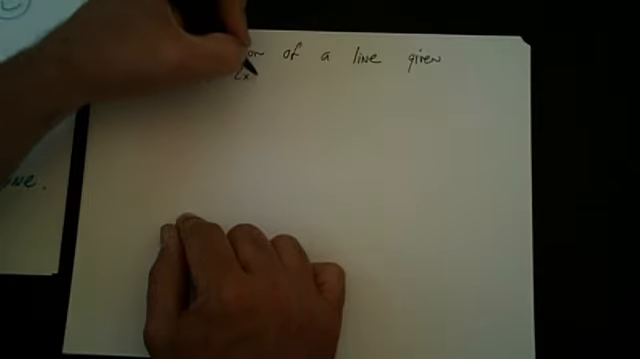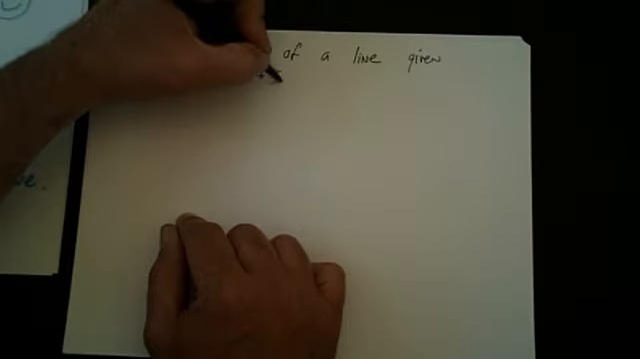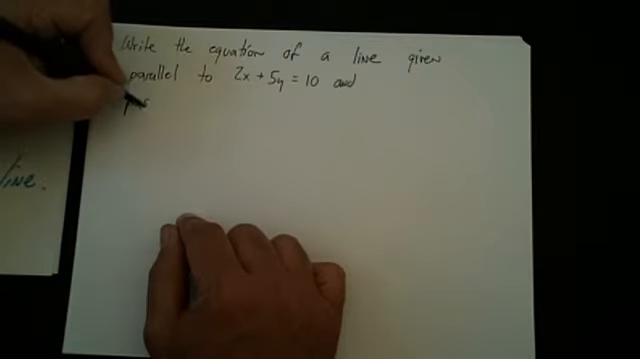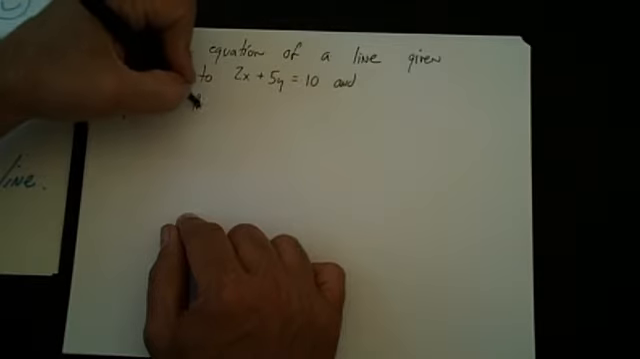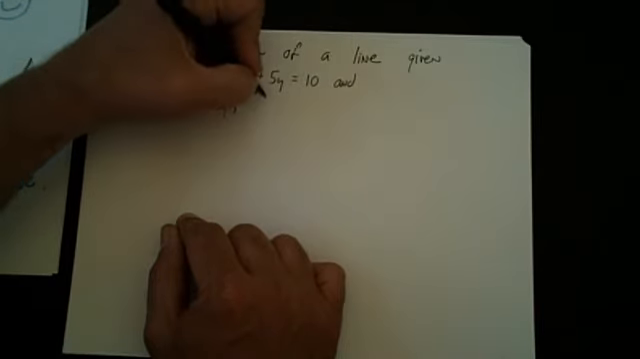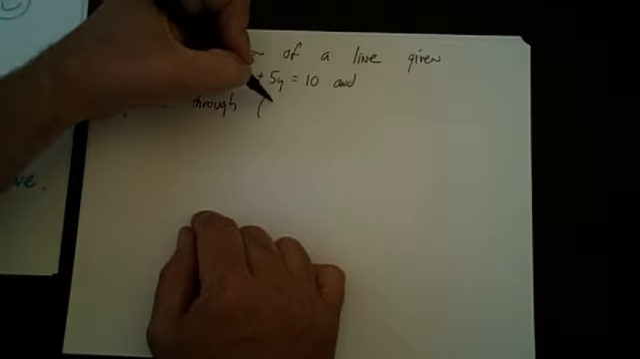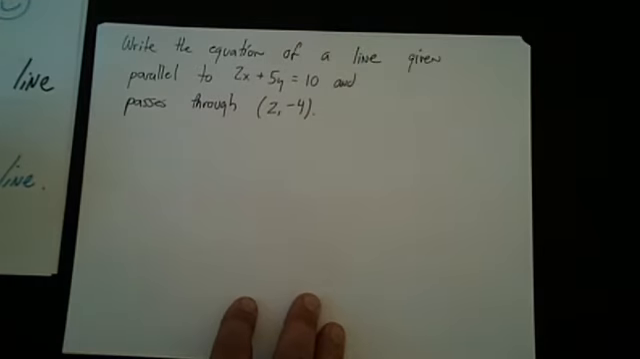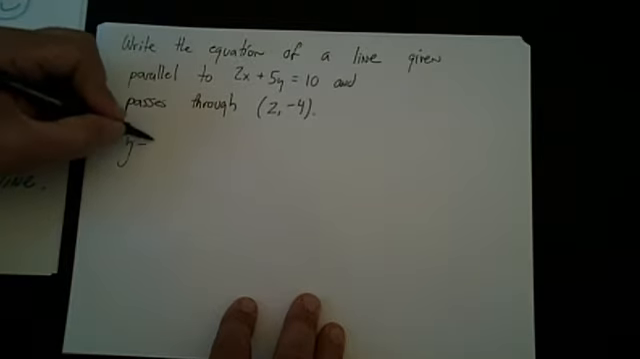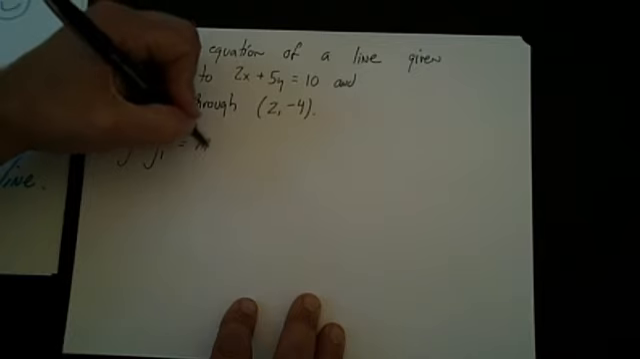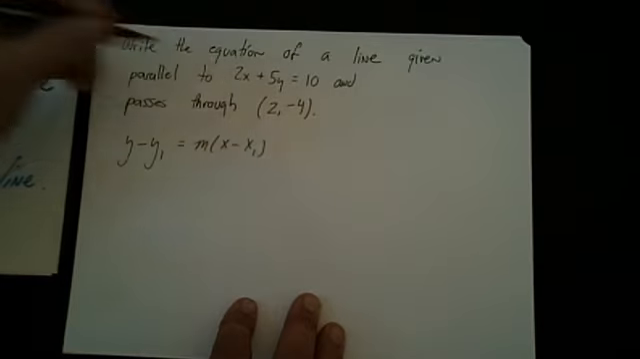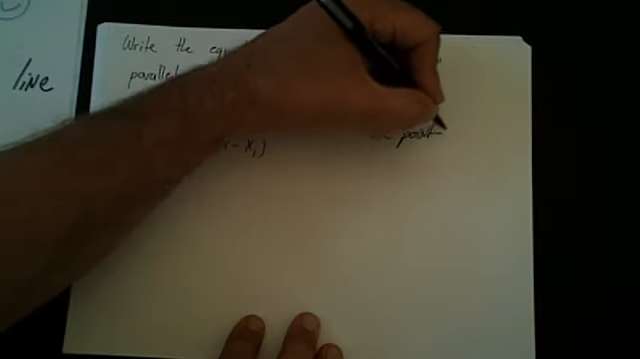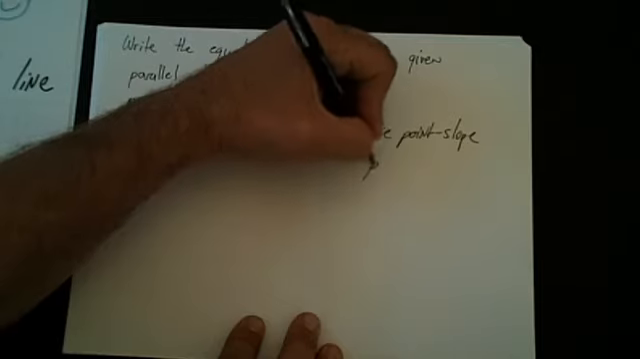to 2x plus 5y is equal to 10 and passes through the point. Let's do it with fractions. 2, minus 4. So the first step is you go y minus y1 is equal to m times x minus x1. So we use point-slope and we plug in a point.